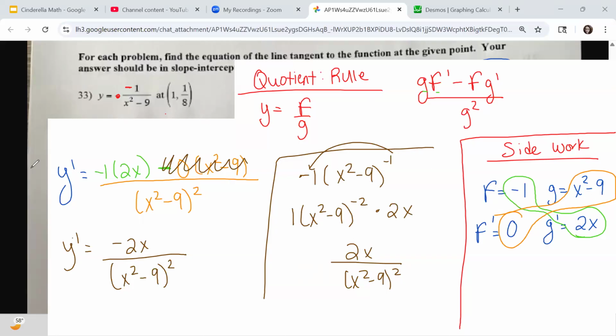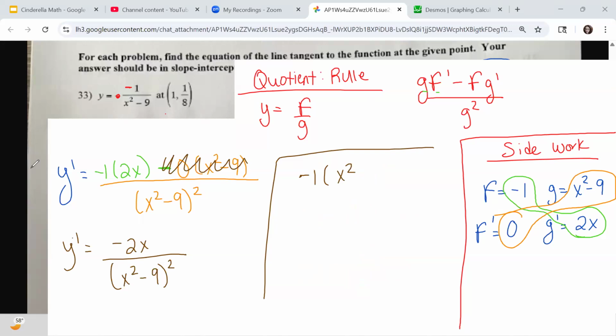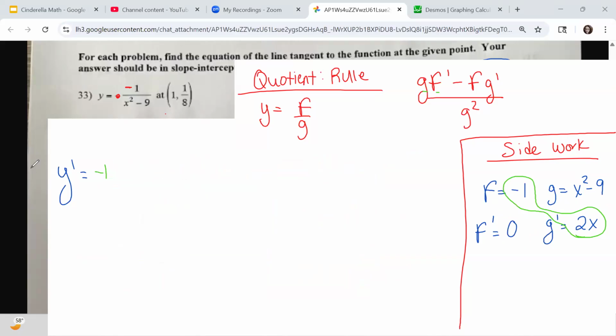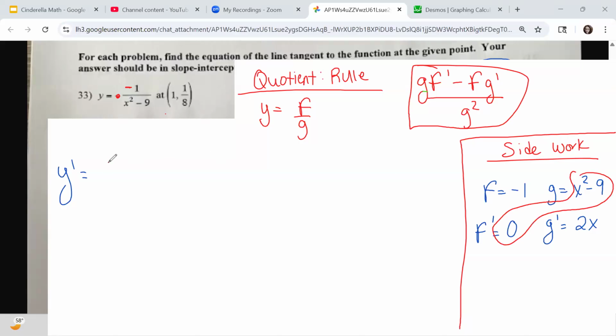Oh, I see my mistake. I did the quotient rule the wrong way. I'm sorry. It's approaching 10 o'clock here for me. My bad. Okay, let's work that quotient rule again. Look at my red formula. g f prime. I went the wrong way. g f prime. This should come first. So 0 times x squared minus 9 minus, because that's in the formula, and then f g prime. There we go. Negative 1 times 2x over the original basement squared.